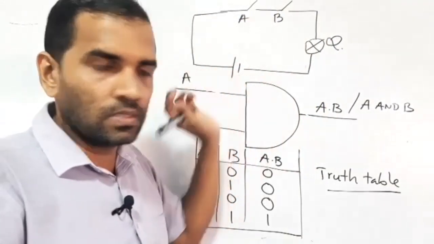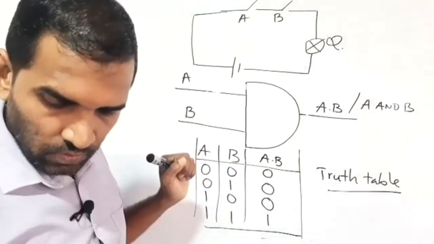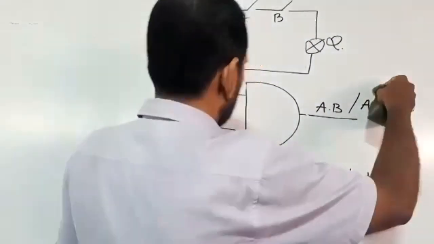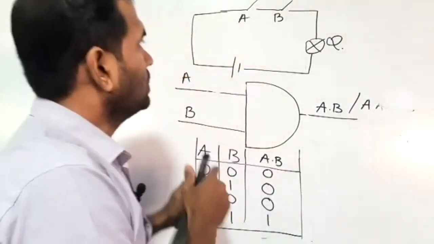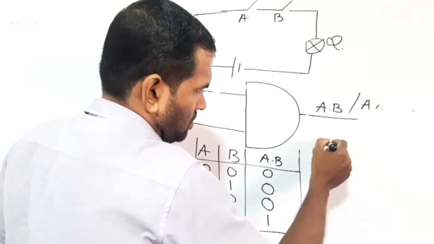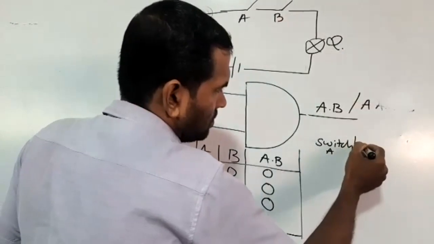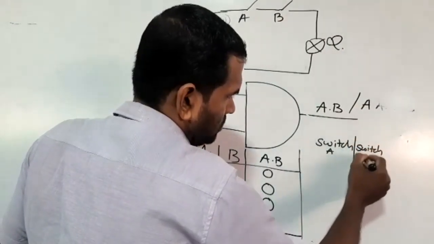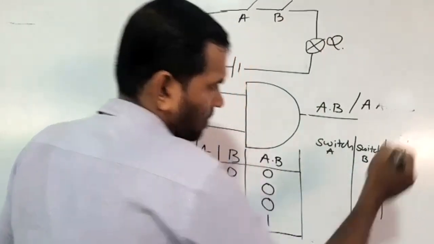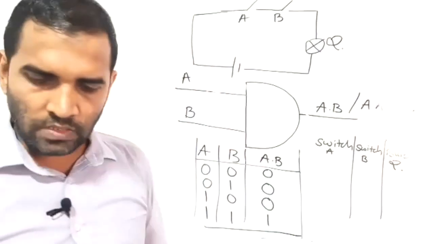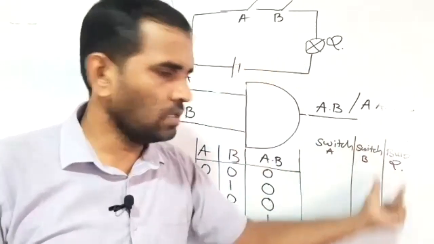I have to explain the function. Look here. Better we take a small table to understand this one. Here I put switch A, switch B, and bulb Q. So let's learn the function of this electric circuit using the small table.